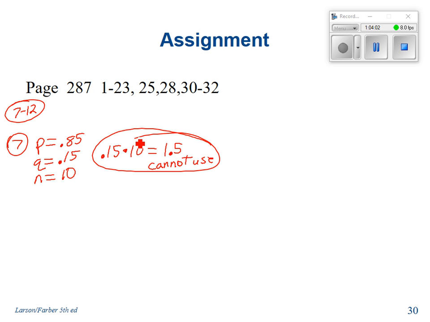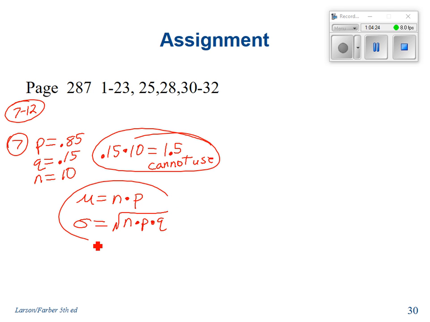If you can use it, they want you to find the mean and standard deviation. Now we can't on this one. How would we have found the mean? You take N times P. How would we find the standard deviation if we could have? Multiply that by Q and then take the square root. This one we couldn't, but if we could have, they want you to find those two things. Does everybody understand those?